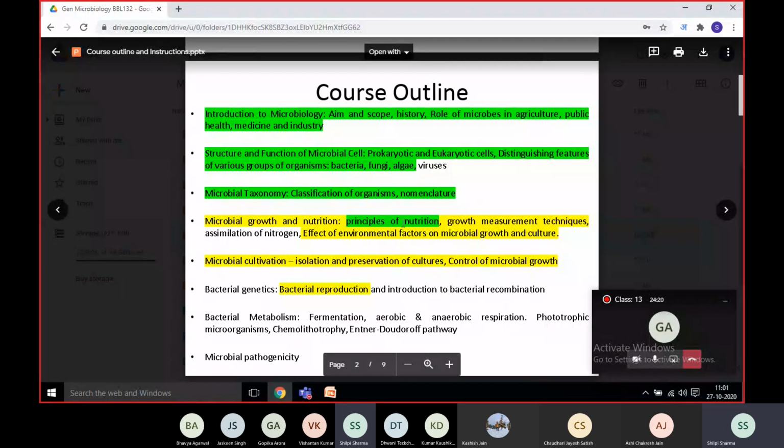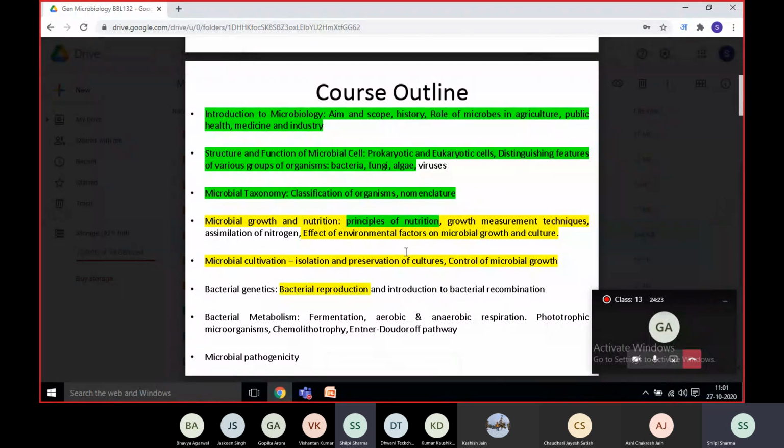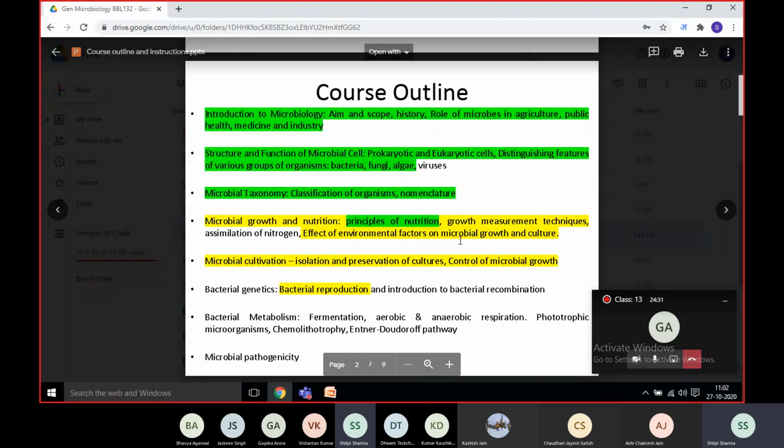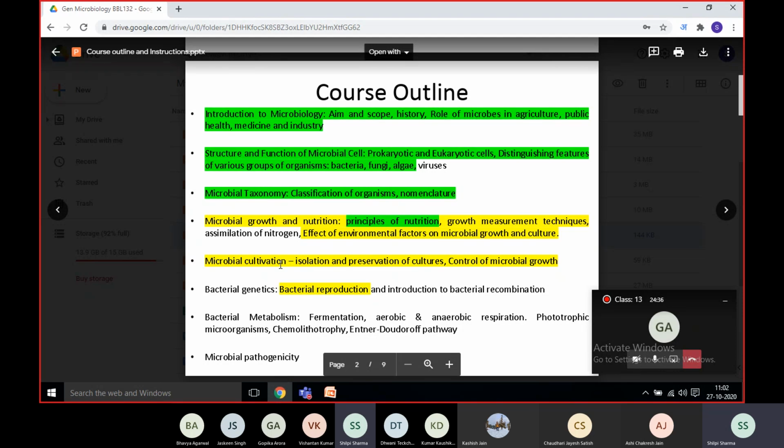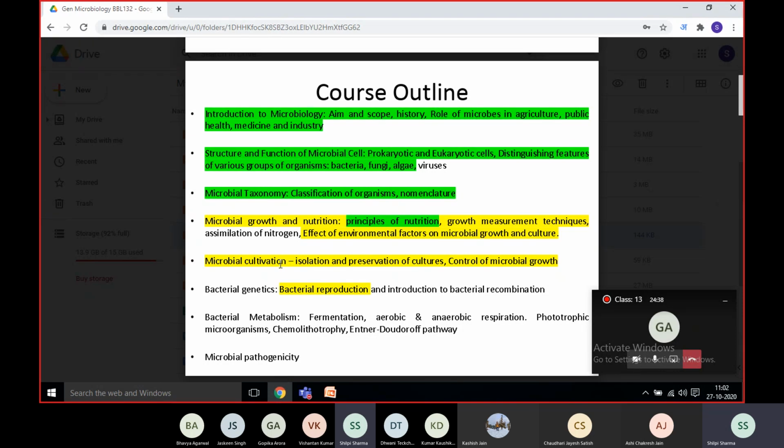Today we will be finishing principles of nutrition that we started in the last class and talk about bacterial reproduction, and then in the next 5 classes before the minor we're going to cover the other topics that you see here. So approximately 5.5 modules will be over by minor 1.